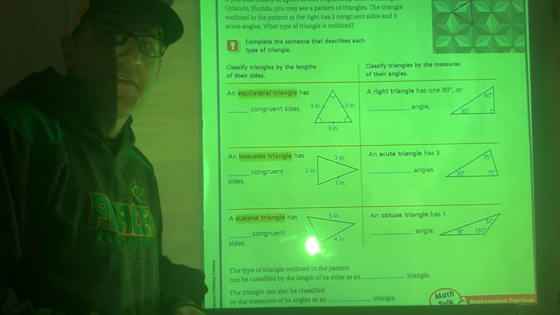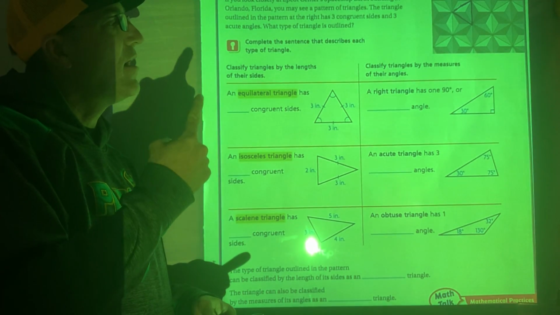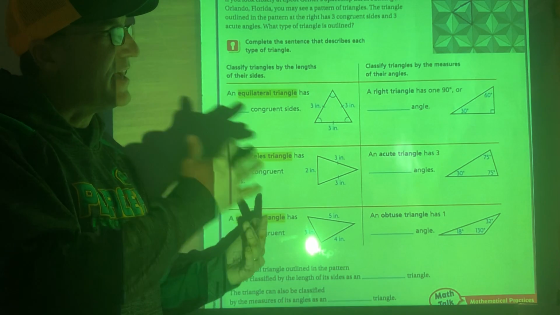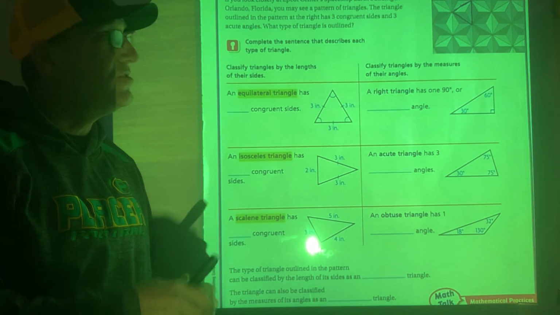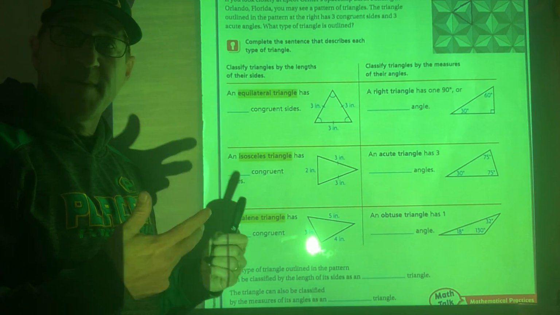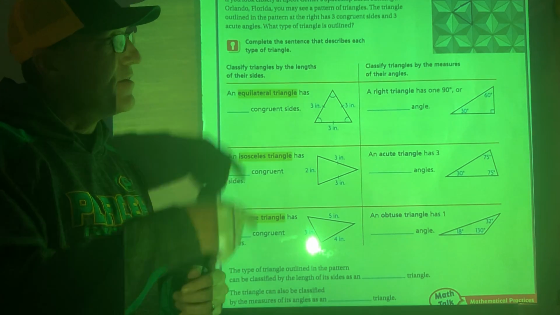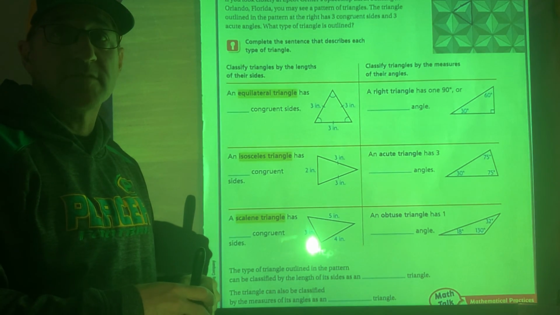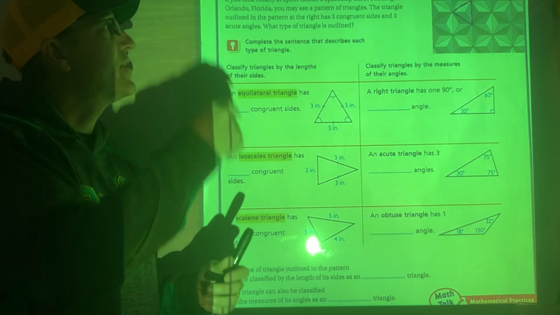K-Pack Meetings. Here we are with 11.2. We're going to start talking about triangles now and classification of triangles. And there are two ways you can do that. One is by the length of the sides and the other is by the measurement of the angles, all right? So let's take a look at unlocking the problem.